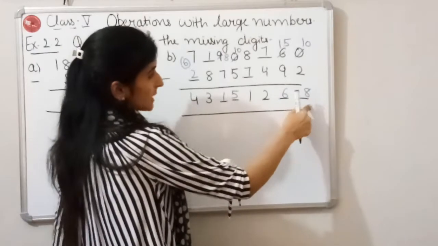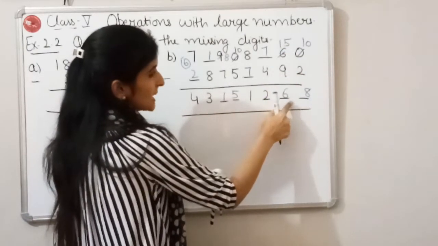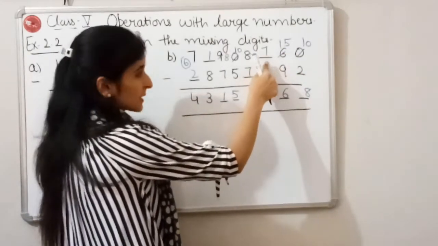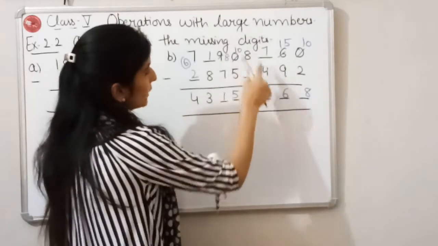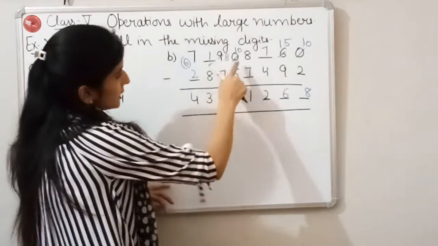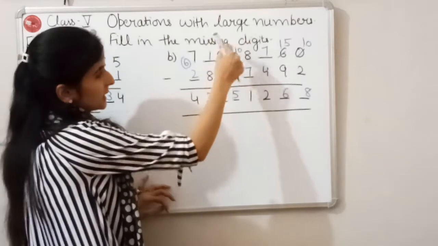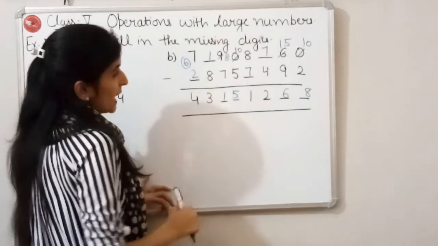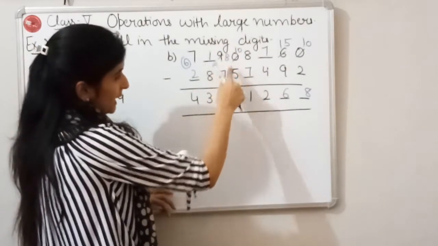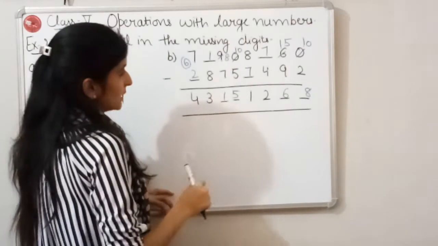10 minus 2 is 8. 15 minus 9 is 6. This will become 6. 6 minus 4 is 2. 8 minus 7 is 1. Now we have taken one borrow from 9. 10 minus 5 is 5. This will become 8. 8 minus 7 is 1.